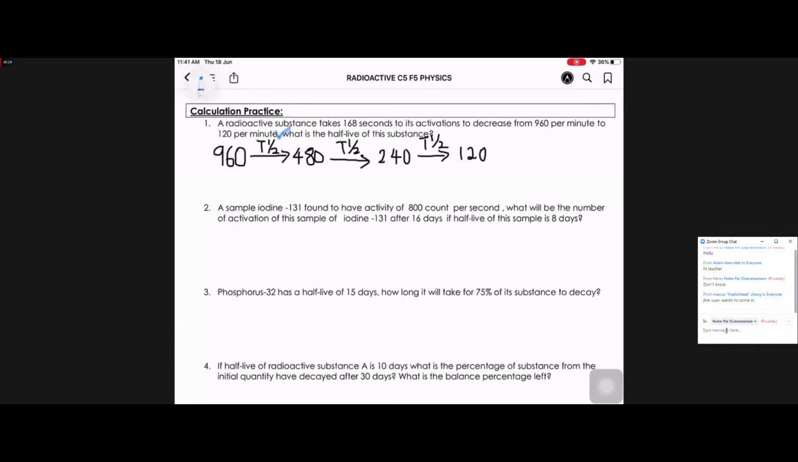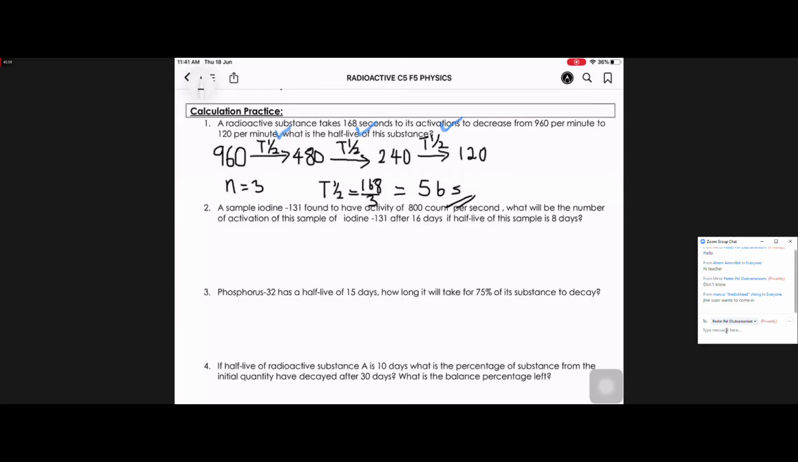Three times. Yes, half-life occurred 3 times. So the total time was 168 seconds. Just divide by 3 and you will get the half-life time. 168 divided by 3, you get 56 seconds. That's the answer. Who doesn't understand? Yongsin, understand or not?